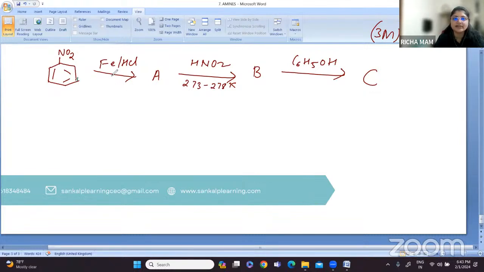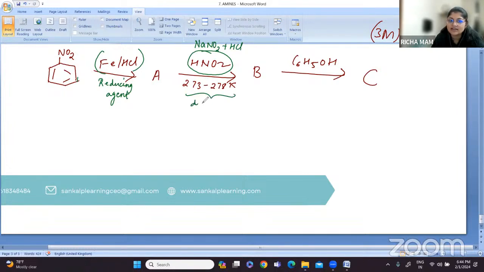So nitrobenzene is treated with Fe and HCl. I'll give you a hint: Fe/HCl is a reducing agent. Now, HNO2. How is HNO2 prepared? HNO2 is prepared from NaNO2 plus HCl, and this is a diazotization reaction. And this is the further continuation part of that. This is an alcohol, it is benzyl alcohol. Then further it is treated with benzyl alcohol.